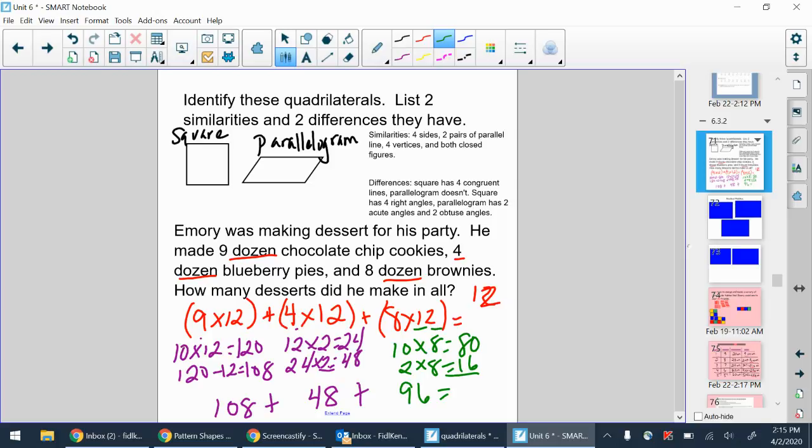All right, I need to ultimately figure out how many desserts did he make in all, so now I need to add all the 3 things up. Now, I'm not quite sure what strategy you came up with, but just to speed things along, I'll just give us the answer now. So hopefully your answer matches. Altogether, he made 252 desserts. Make sure you're labeling your answers.